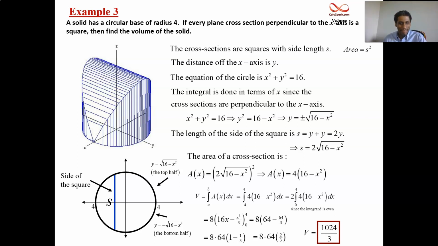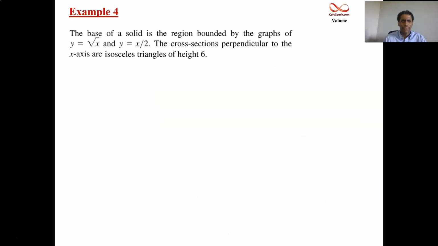Okay? All right, great. That was example 3. Let's do another example. Example 4, where we have the base of the solid described by some functions, the region in between these curves, and then cross sections coming perpendicular to the x-axis, this time a different shape, isosceles triangles, where the height is always 6.